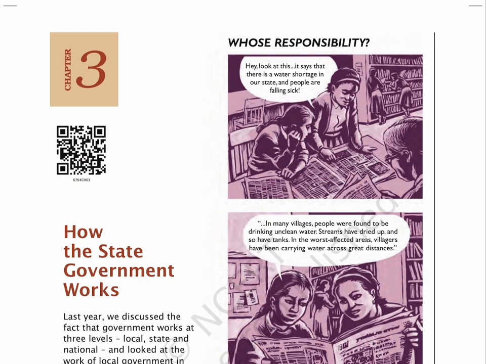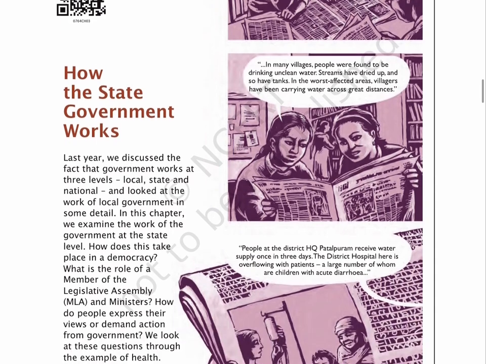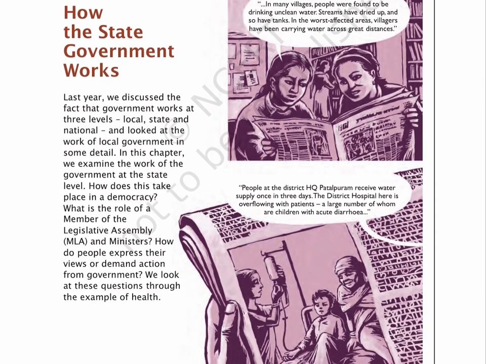Page number 30. Chapter 3, How the State Government Works. Last year, we discussed the fact that government works at 3 levels: local, state and national, and looked at the work of local government in some detail. In this chapter, we examine the work of the government at the state level. How does this take place in a democracy?